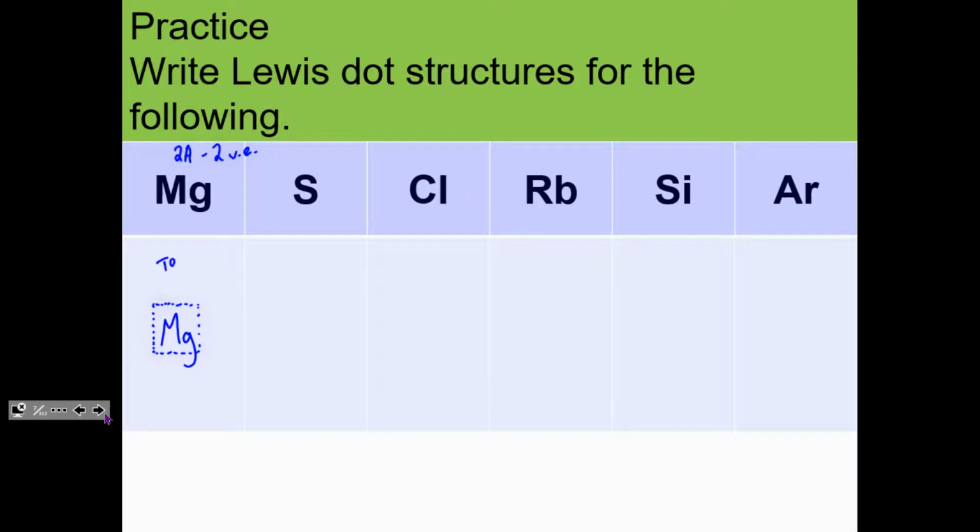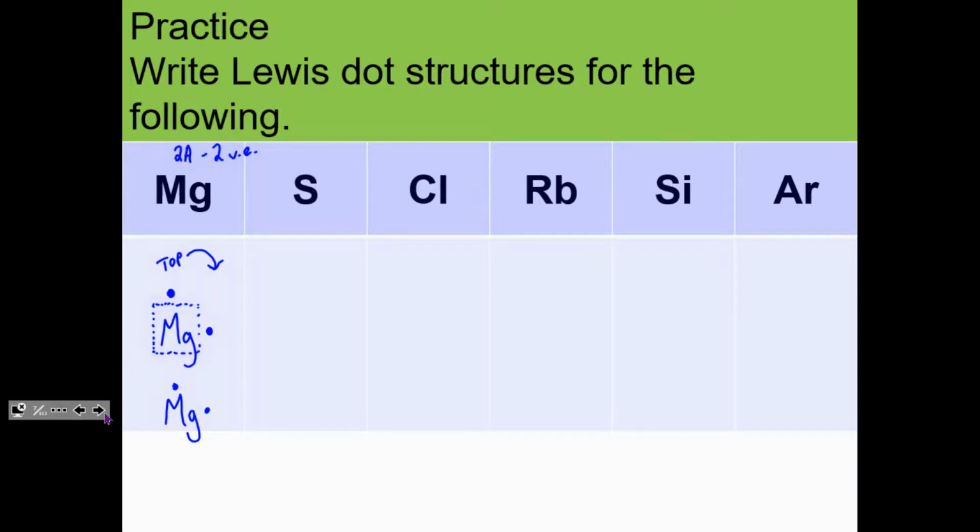I always start at the top. So I'm going to put my first valence electron there. And the second one, I'm going to go clockwise. So the second one is going to be placed right there on the side. And that's it. So the final dot structure would look like this for magnesium. And then I would be done.